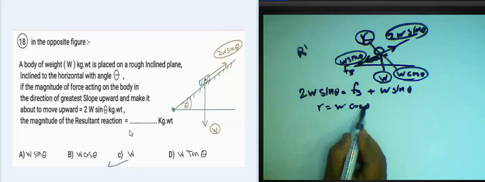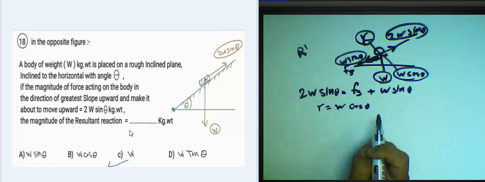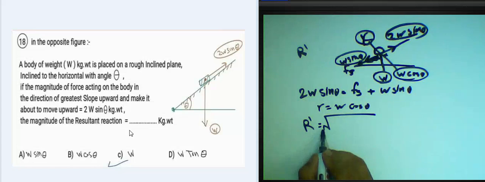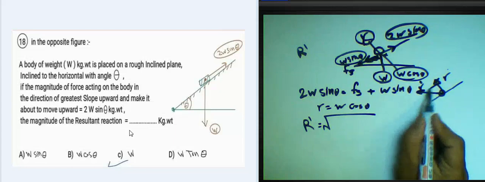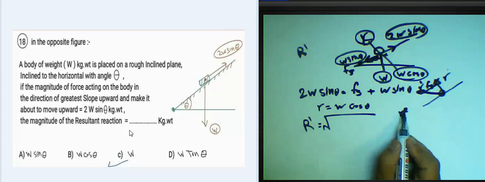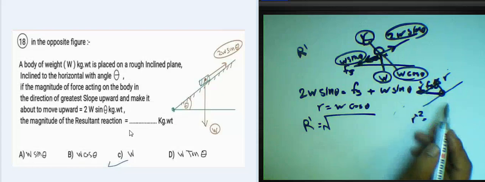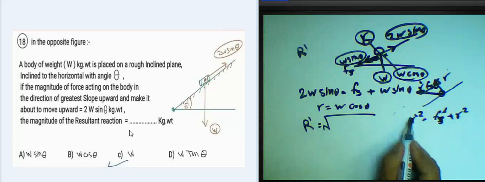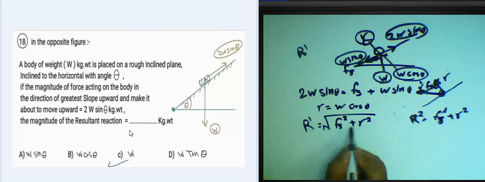with cosine theta, and we know Fs, it means mu statics multiplied by reaction, and we'll find R dash. Okay, we know the rule here about the square root about this body. Look at here, this body and here reaction, and R dash here, and we draw here Fs. So R dash square equal, from Pythagoras, this hypotenuse here equal Fs power 2 plus R power 2. Then R dash power 2, you can write square root about Fs square plus R power 2.